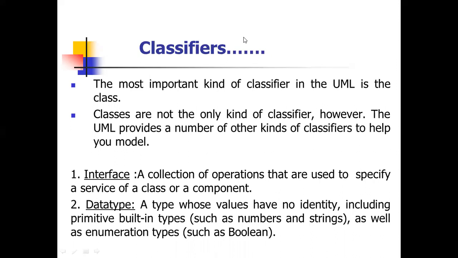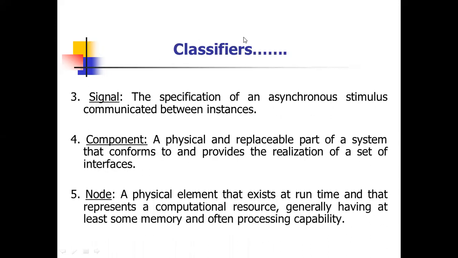Then data type, a type whose values have no identity, including primitive built-in types like numbers and strings, as well as some enumeration types such as Boolean. Okay, these are the data types. Then third one is signal, the specification of an asynchronous stimulus communicated between instances. Signal is used for communicating between instances.